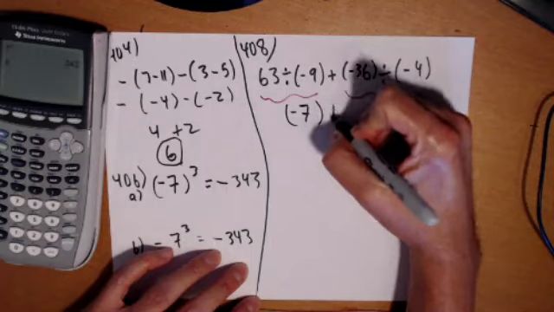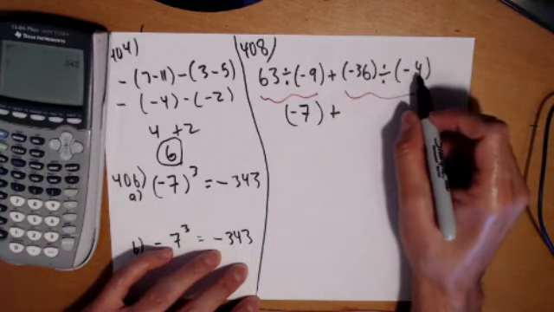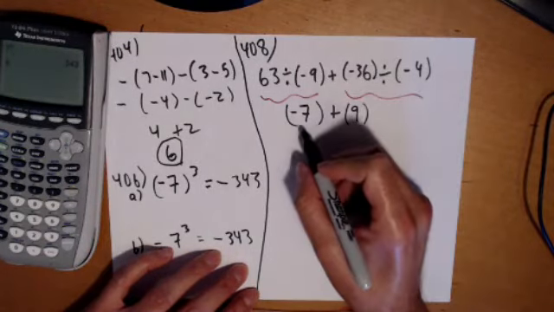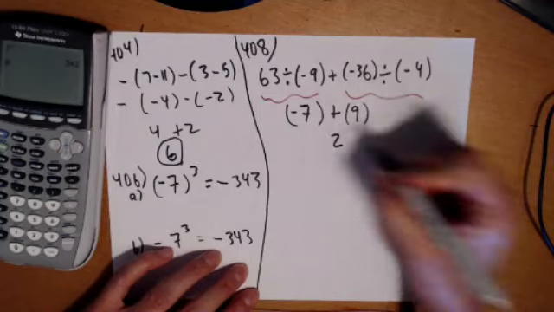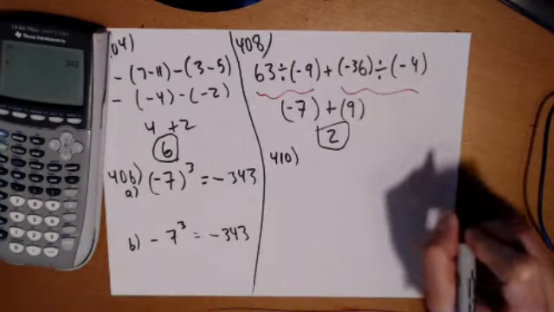And then the plus sign here, separating the worlds. Negative divided by negative is positive, 36 divided by 4, 9. Parentheses if you like. So a negative 7 and a positive 9 gives us 2. Circle it, boom, done.